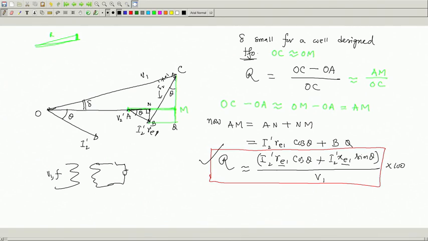We are discussing regulation, and in our last class we found an approximate but very useful expression for regulation. Finally, regulation will be (I2 Re cos theta plus I2 Xe sin theta) by V1. Mind you, this is an algebraic equation.